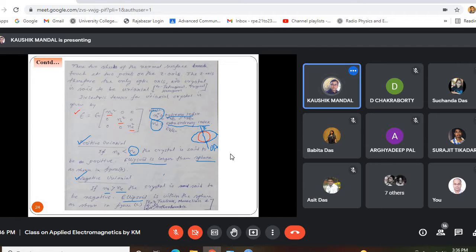How can you draw it? Once again, first you draw the ellipse in case of negative uniaxial crystal. Now you have to draw the sphere. As it is the case of negative uniaxial crystal, so sphere will be within the ellipse.